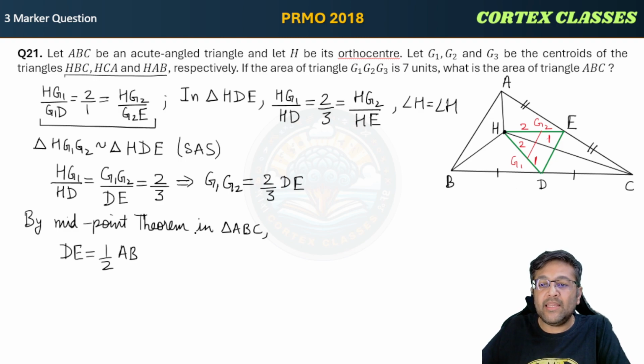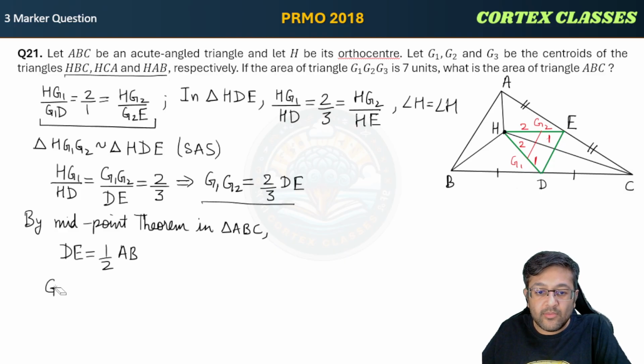It is parallel to it, but DE is half of AB, right? So put this value in this G1 G2. So what does this give us? I'm putting it right here. So this is 2/3 of... let's see, what is the value of DE? Half of AB. So you see guys, the 2 cancels.